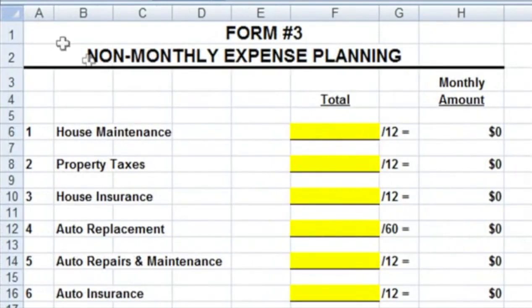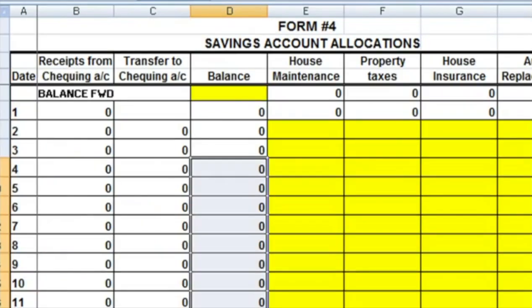Form number 3 is the non-monthly expense planning form, where you key in the annual costs and then it's automatically calculated on a monthly basis. You need to keep track of these so you can provide for them. Form number 4 is a savings account allocation, so that when you do set aside money for savings, if it's designated for a future expense, you'll know what it's there for.